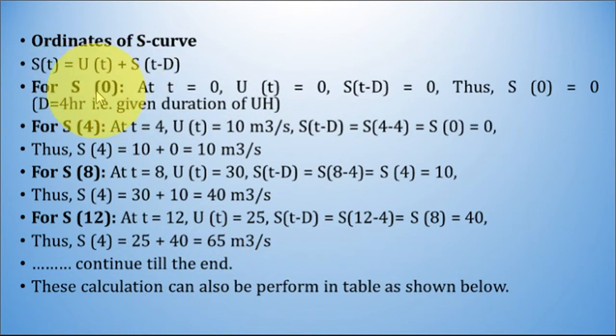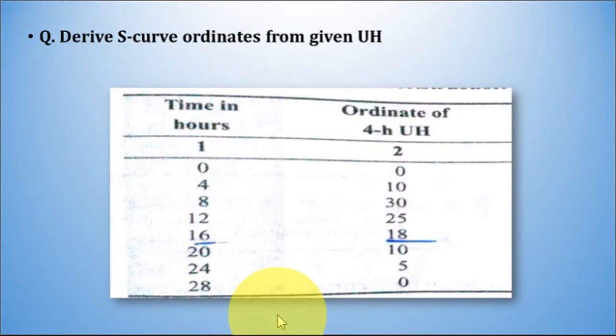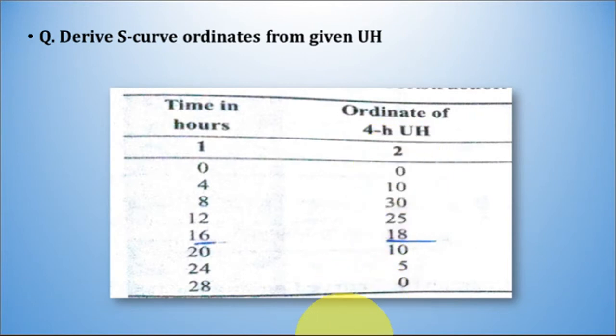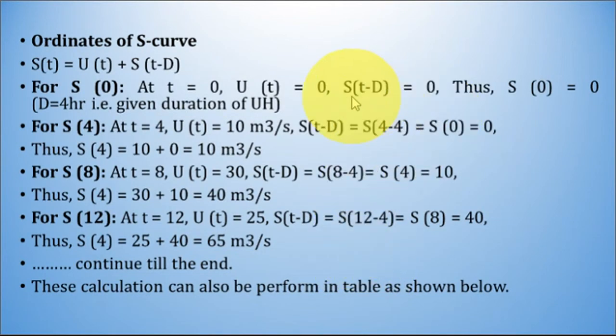So starting from S at t equal to 0, U of t is equal to 0. What is U of t? U of t means the ordinates of the given unit hydrograph at given duration t. So here it is 0, and S of (t minus D), since this is 0, thus S0 will come out to be 0. This D is 4 hours. It is given as the duration of the unit hydrograph.